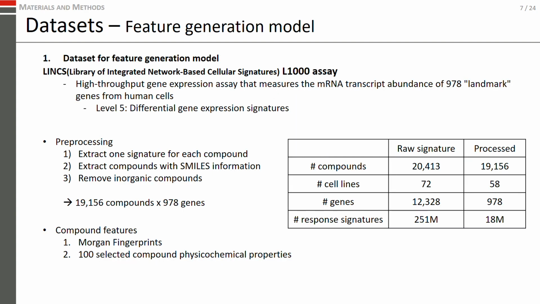To train the feature generation model, I used LINCS L1000 data, which provides differential gene expression signatures when a certain compound is treated. After the following preprocessing step, I got signatures for 19,156 compounds.